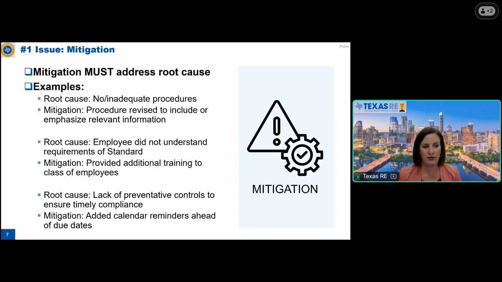A third example, root cause was lack of preventative controls to ensure timely compliance. So what you would need to do for your mitigation is to identify those preventative controls that you have added. So something like added calendar reminders ahead of due dates. So as you can see, each of these is two sides of the same coin.